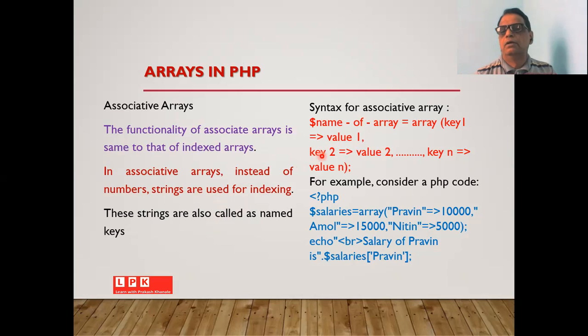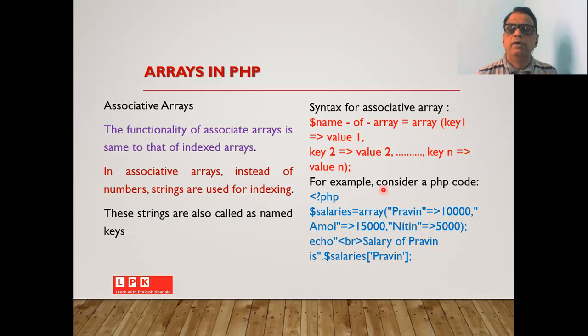For example, whenever we want to declare an associative array in the PHP program, its syntax is the name of the array, then equal to, then the array keyword, and then in the brackets you can write key 1, then this direction arrow and value 1, then key 2, then the arrow and value 2. In this way you can enter any number of elements in the array.